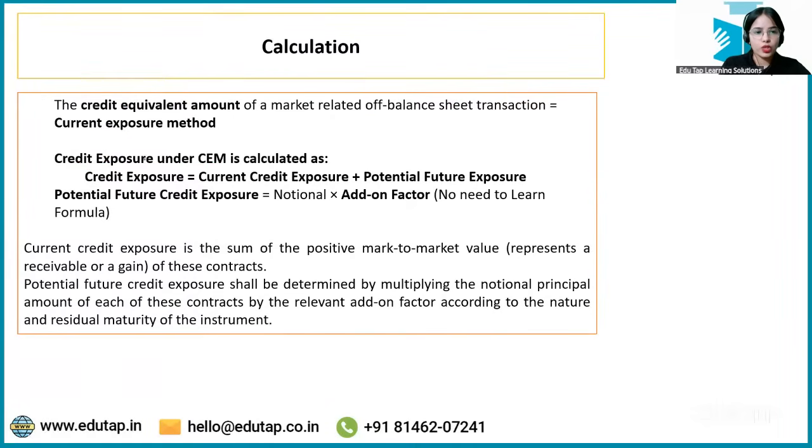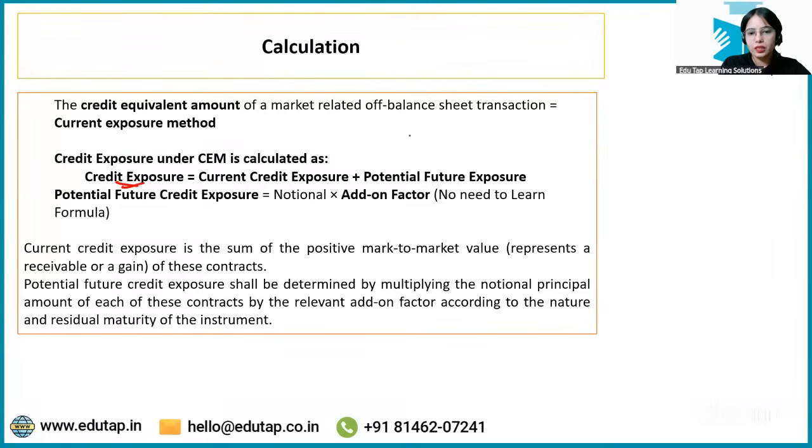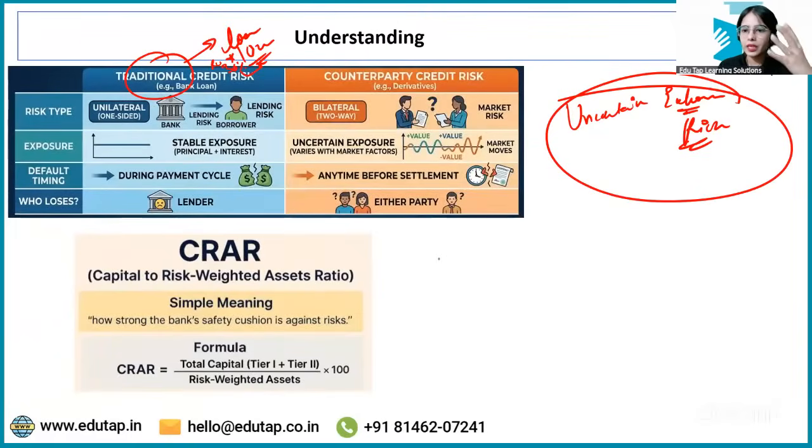So what is the exposure under the current exposure method? This is calculated as the credit exposure, the exposure basically through the derivative contract. Current credit exposure, current exposure. What is the current exposure? Can you tell me what is the current exposure?